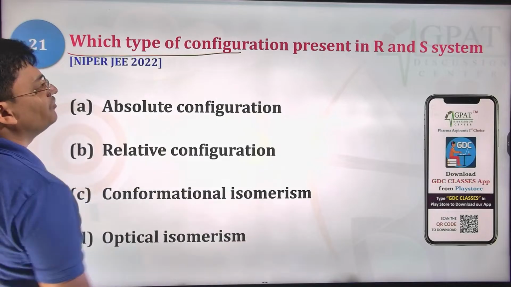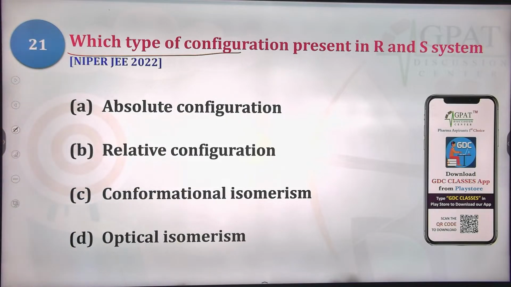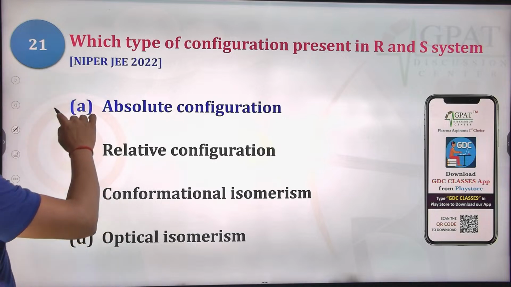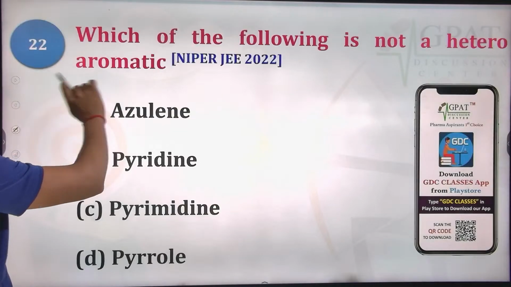Which type of configuration is present in the R and S system? Absolute, relative, conformational, or optical? Which will be the right answer? R and S are absolute configurations. Okay, A is the right answer.